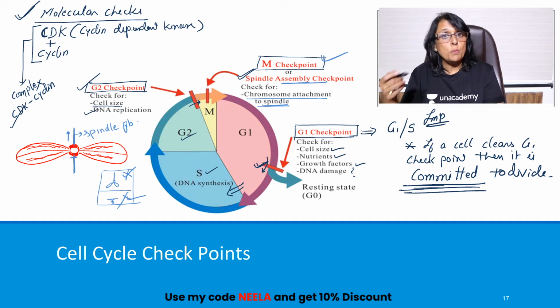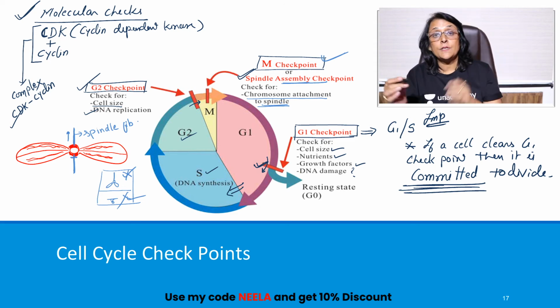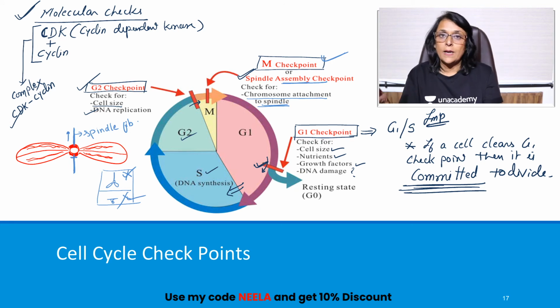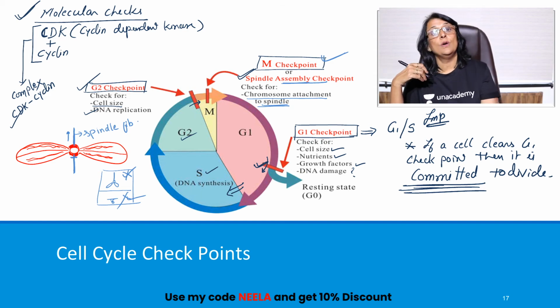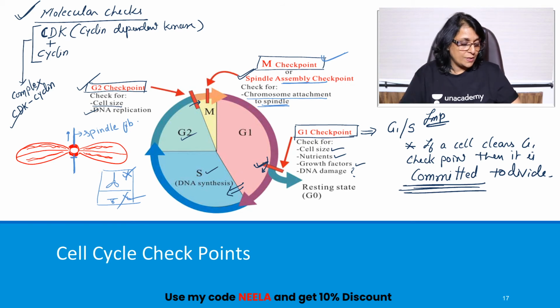And this is what we want because there are so many places in our body where the cells are continuously dividing. And if something goes wrong, then at every place we are going to have defective cells, and defective cells would lead to cancer. So these are checkpoints. What happens in which checkpoint is very important for us to understand.